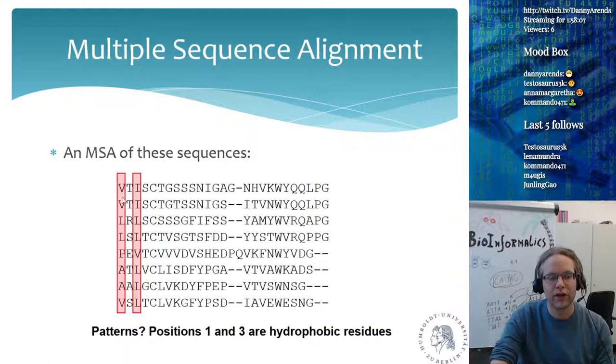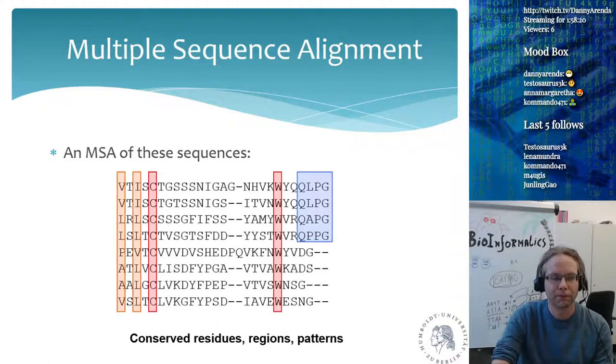Then of course we have these 2 hydrophobic residues at the beginning of these sequences, which might be because this is the part that is exposed to the water and not to the cell membrane. In the end, you get an overview of what is conserved and what is different, and where the different regions are.